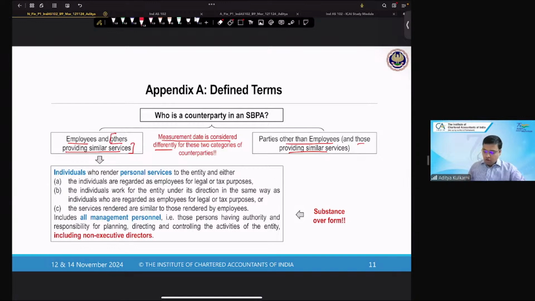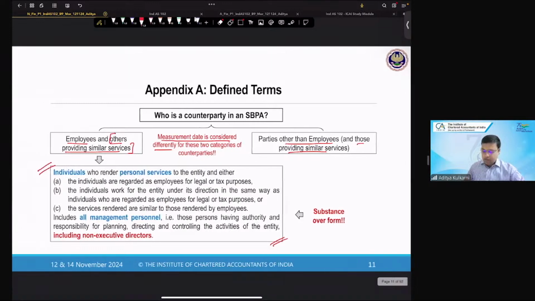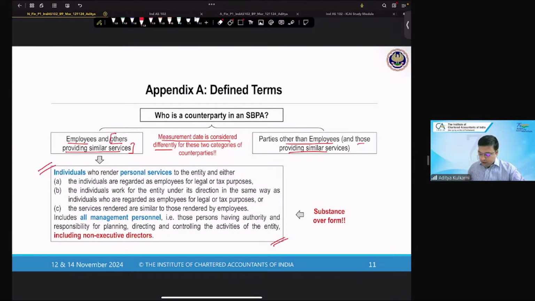So other employees providing similar services, this is the definition. Who is covered in that? Individuals who provide personal services to the entity, and either the individuals are regarded as employees for legal or tax purposes, or they work for the entity under its direction. So this could be your contract labor, or the services are similar to those rendered by employees. It includes all management personnel as well as non-executive directors. So this is the meaning of others.